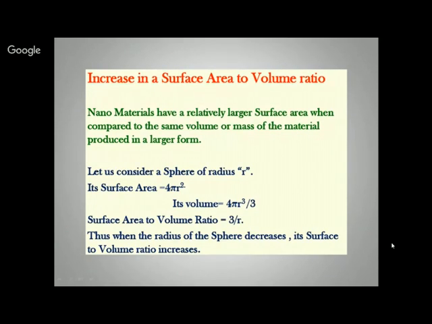And what are we talking about? We are talking about nanomaterials. Nano means 10 to the power minus 9 meter. If we make a particle whose radius is 10 to the power minus 9 meter, then the surface area to volume ratio for that particle is 3 into 10 to the power 9. Now what does it show basically? In the next slide, I will show you.